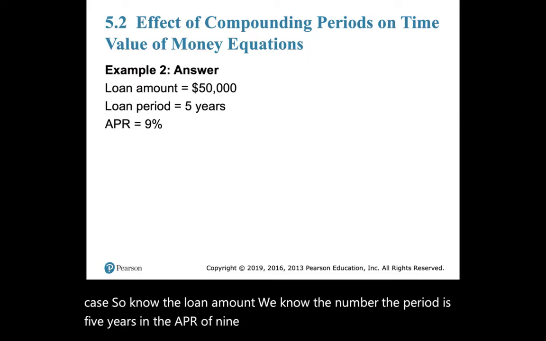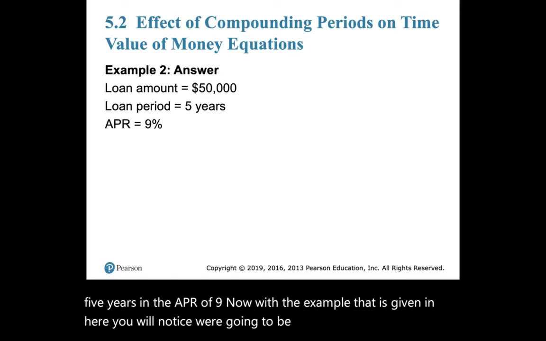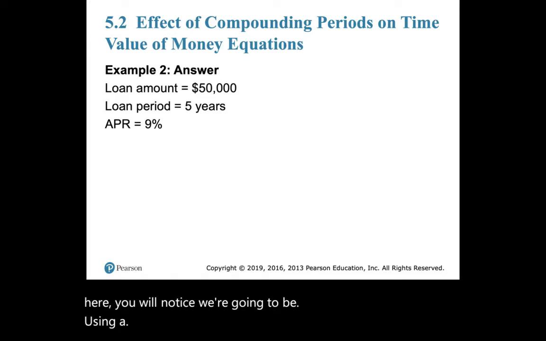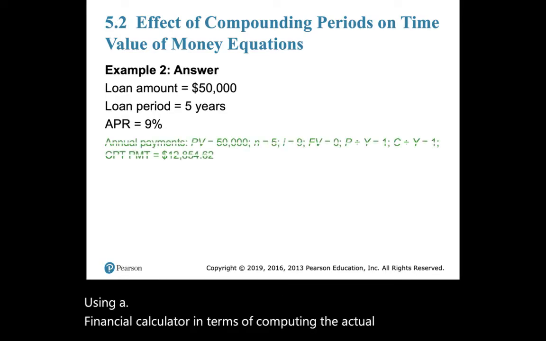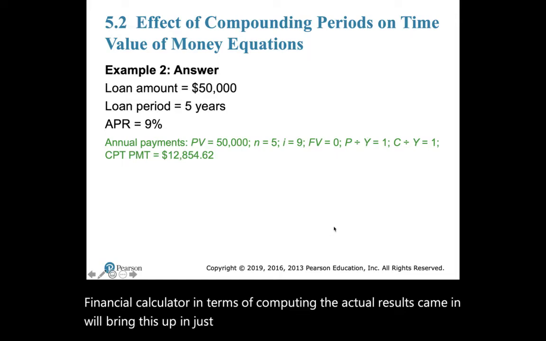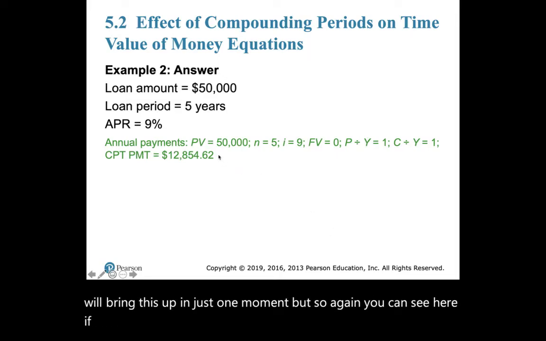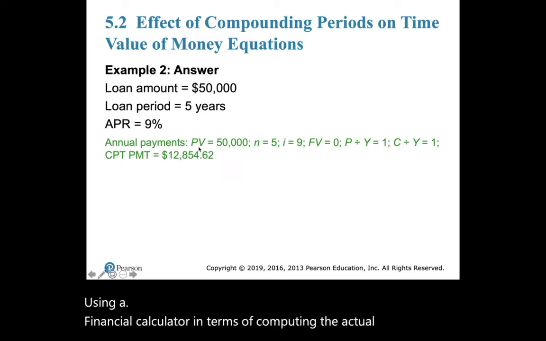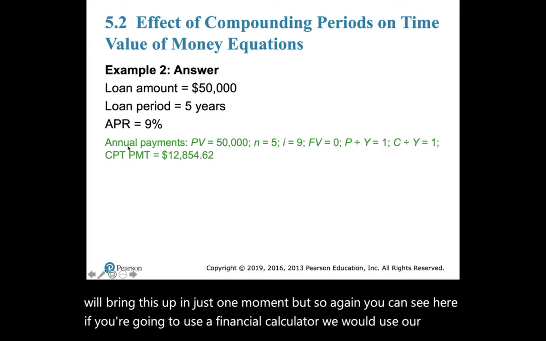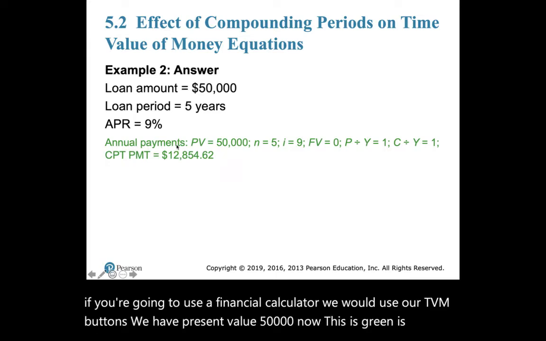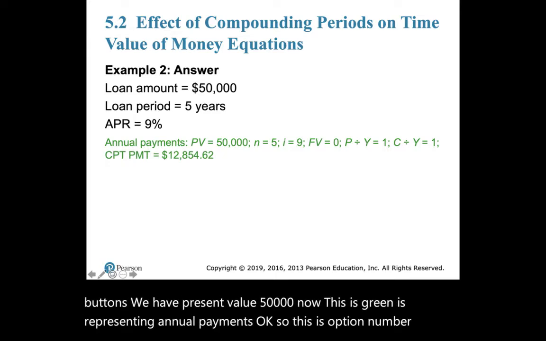Now, with the example that is given in here, you will notice we're going to be using a financial calculator in terms of computing the actual results, okay? And I'll bring this up in just one moment. But again, you can see here, if we were going to use a financial calculator, we would use our TVM buttons. We have present value 50,000. Now the green is representing the annual payments. Okay, so this is option number 1, if we paid annually.